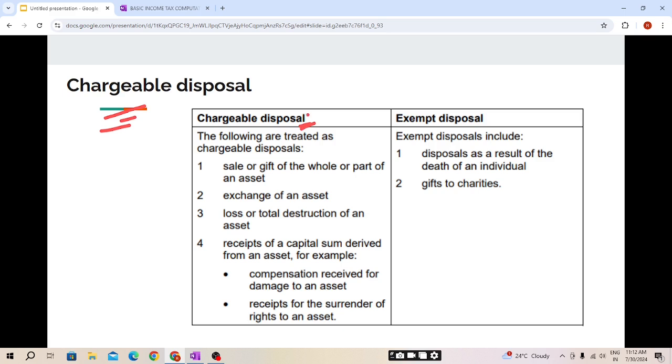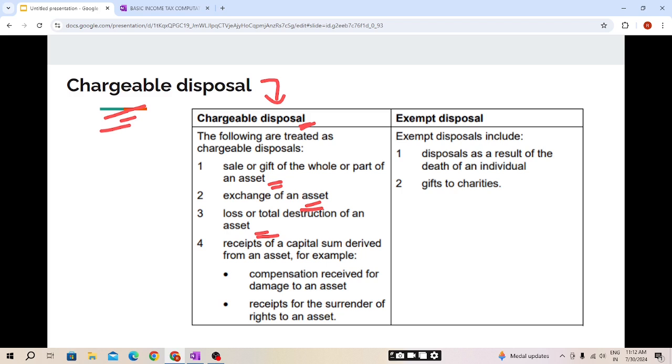Chargeable disposal includes sale or gift of the whole or part of the asset. If we are selling or gifting an asset, it will come under chargeable disposal. Either we gift or we sell a part of the asset, it will be known as chargeable disposal. Exchange of an asset will also be covered under chargeable disposal. Loss or total destruction of an asset. If the asset has been destroyed or damaged or we have lost the asset, then this will also be known as chargeable disposal.